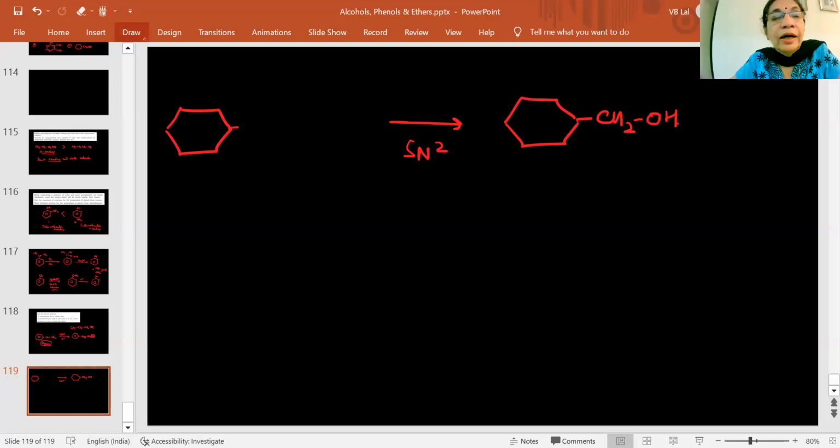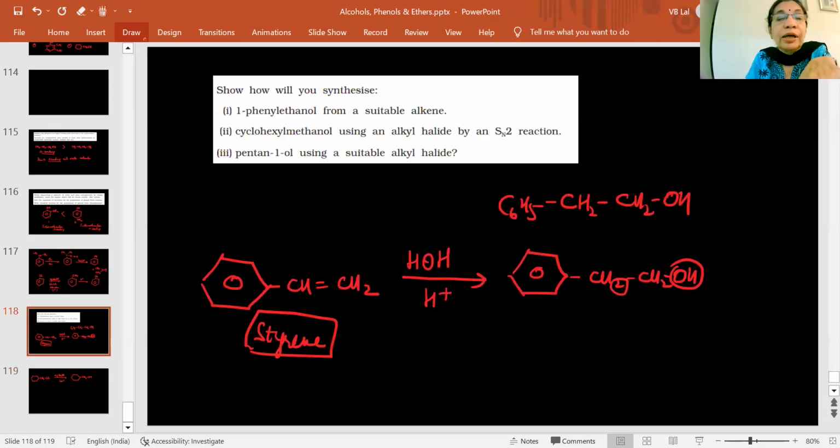Cyclohexyl, and the alkyl halide will be CH2Cl. And what will be the reagent that I will use? Aqueous NaOH. So with aqueous NaOH, Cl will be replaced by OH, and the mechanism will be SN2. Cl will go from one side, and the OH will come from the other side. So that is the preparation of cyclohexyl methanol.